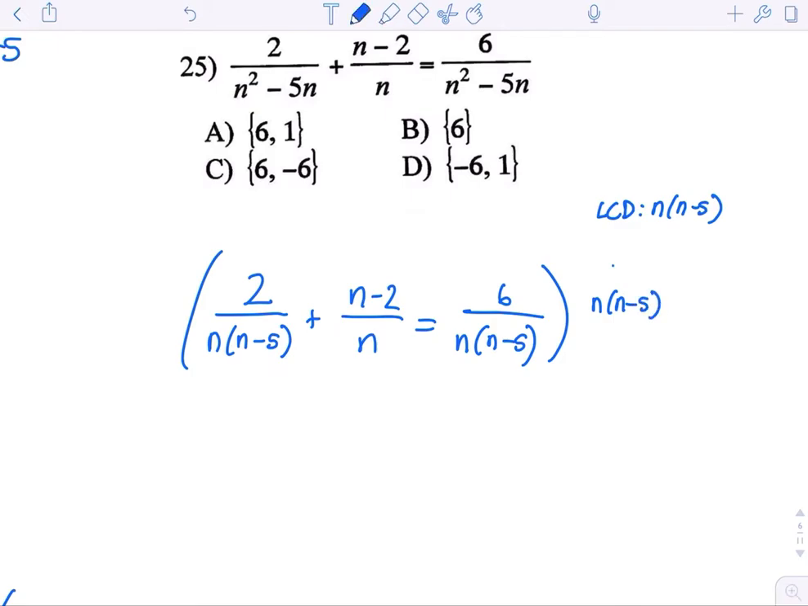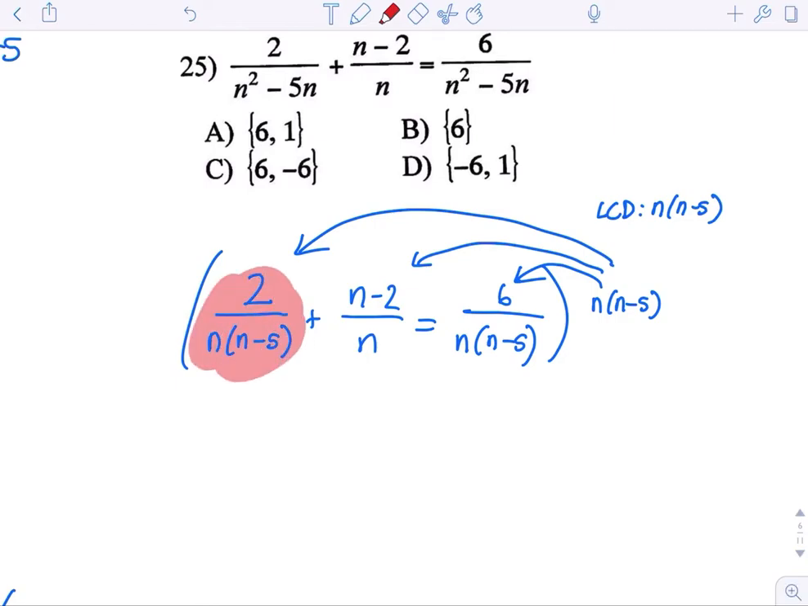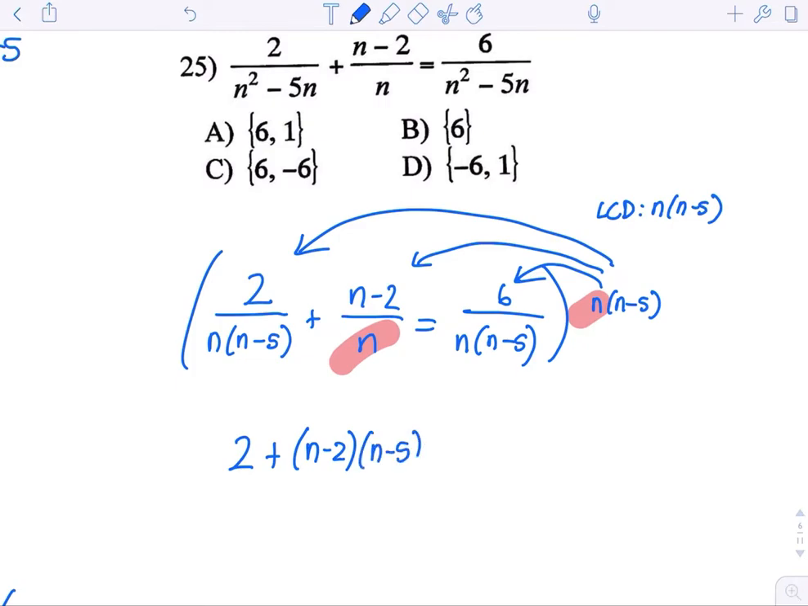Let me show my arrows. Okay, so when you multiply n times n minus 5 times that one, both of these would cancel, which means that you would just get a 2. Now, when you multiply this to this one, only the n's would cancel. So then remaining, it looks to be just n minus 2 times n minus 5. Equals, multiply n times n minus 5 to that one, the denominator and this one would cancel, so all you're left with is 6.